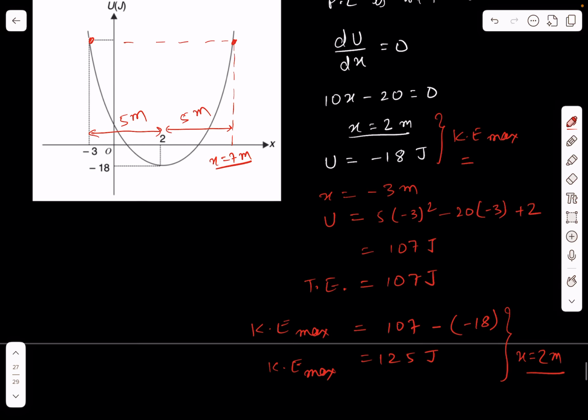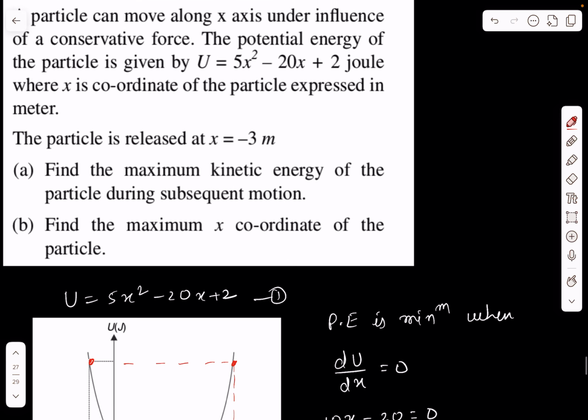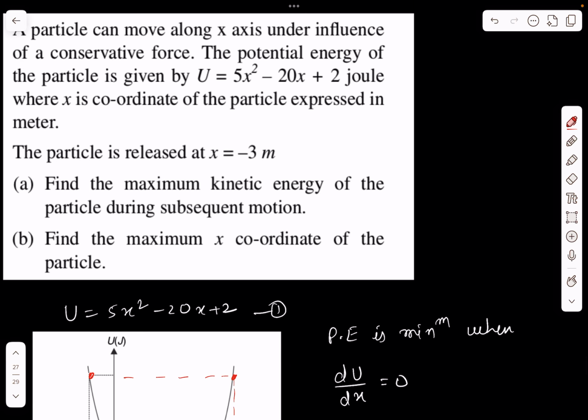So that is it. I hope you get this problem. This is a very nice problem from Work Power Energy. Thank you very much.